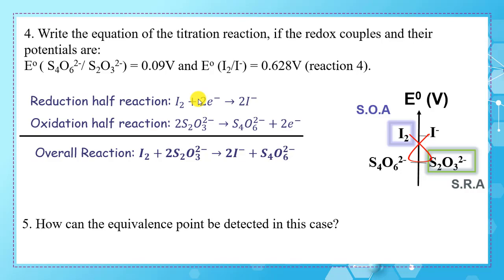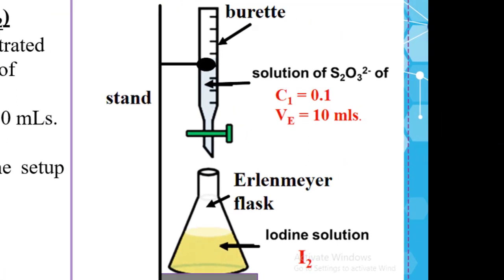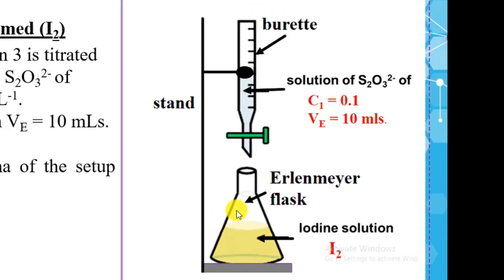How can the equivalence point be detected in this case? If we refer to the setup of the titration, we can notice that initially we have I2 in the Erlenmeyer flask along with a few drops of starch paste. So the color initially will be dark blue. Upon the addition of S2O3 2-, it will react with I2 and I2 will change into I-. Therefore, the blue color will fade out until, at the equivalence point, it will be colorless when all I2 is consumed.